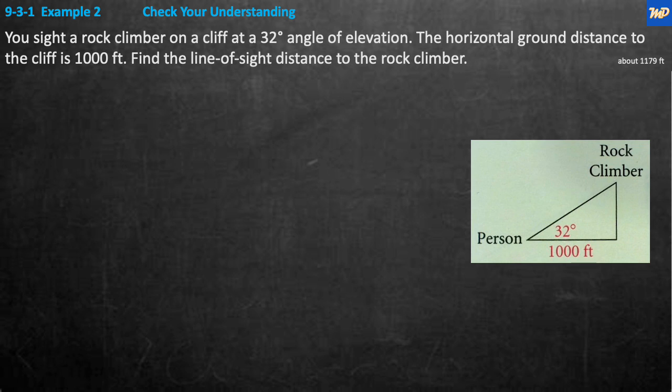Okay, I'm going to assume that you've tried it and you're back and we're going to do this together. So it says you sight a rock climber on a cliff at a 32-degree angle of elevation. So I'm going to draw, we got the ground, right? We have a cliff, all right? We have a rock climber hanging on the cliff, and you are way back here, 1,000 feet from the cliff, and the rock climber is being observed at an angle of 32 degrees. And we're trying to find x.